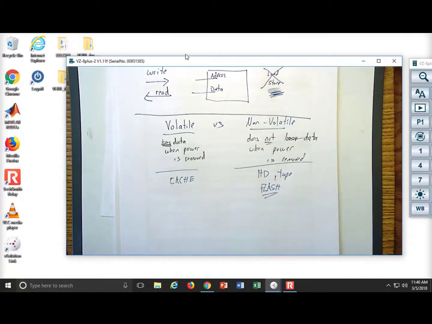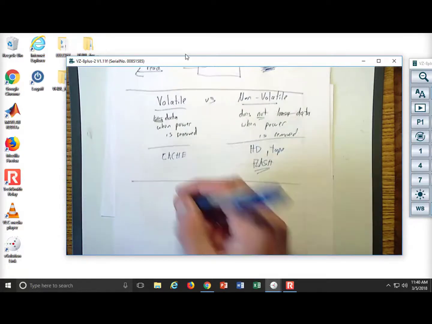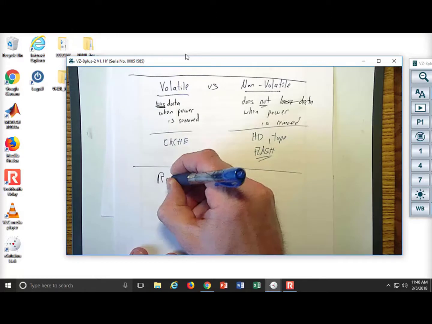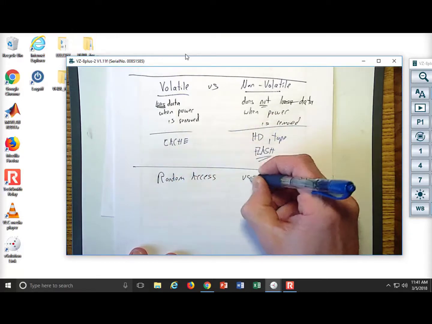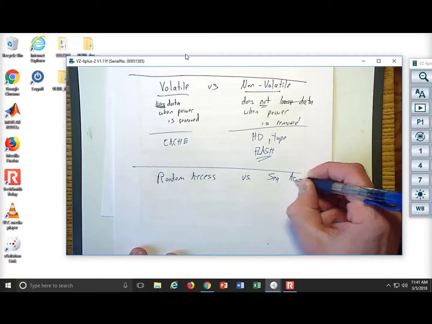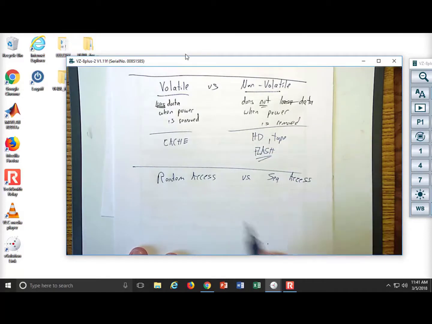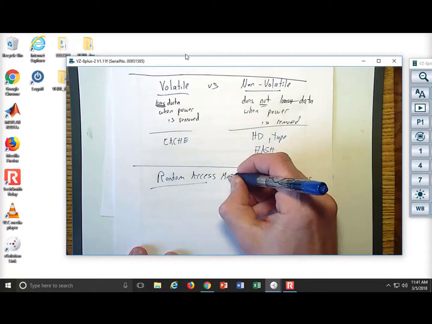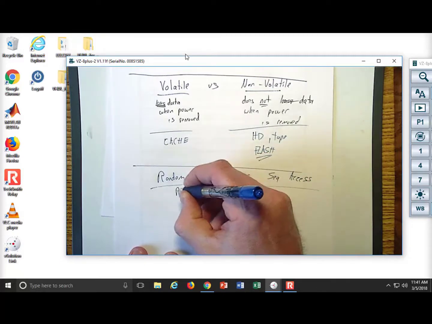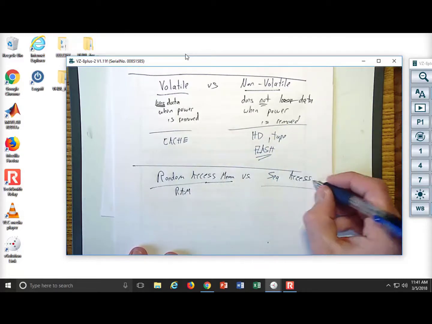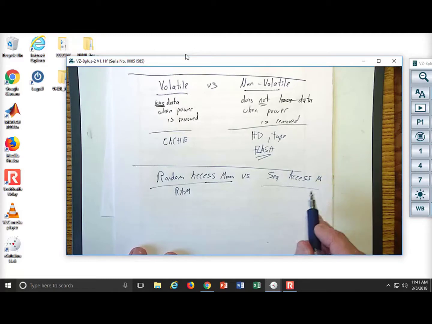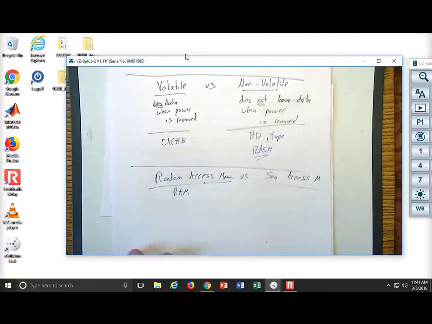Okay, the last terminology that we're going to talk about is random access versus sequential access. Okay, and this is where we tend to use the word random access. This is random access memory, or RAM. We use it incorrectly almost exclusively. Sequential access memory doesn't even have an acronym because we hardly ever use it anymore.